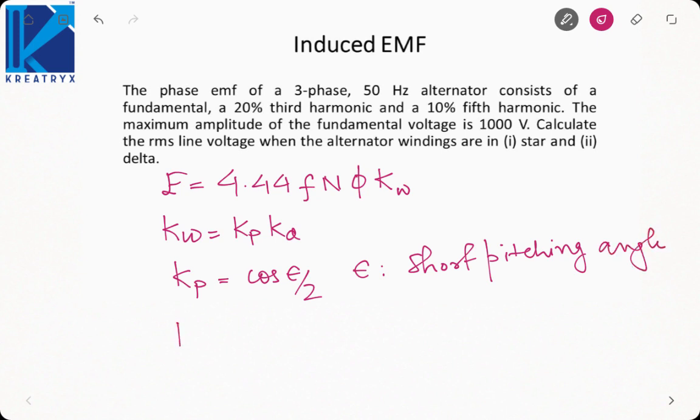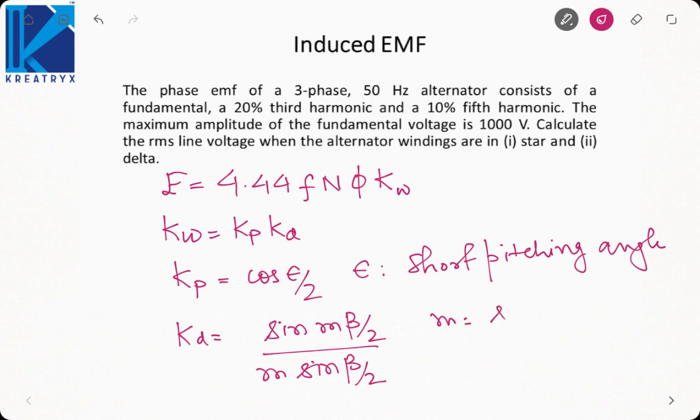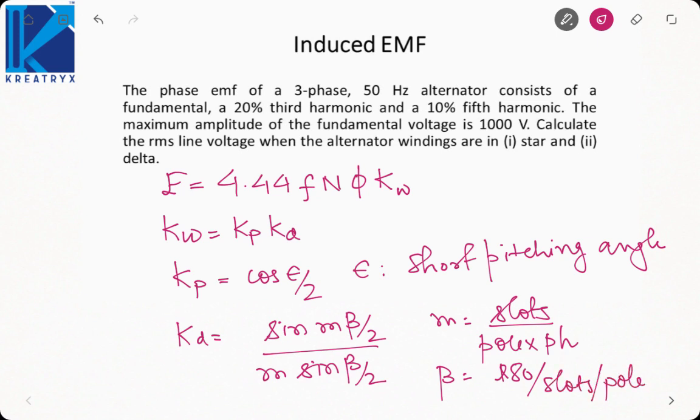Okay, and Kd is given by sine of m beta by 2 divided by m sine beta by 2. Here m is slots per pole per phase, and beta is 180 upon slots per pole. Here N is the number of turns per phase, f is the frequency, phi is the flux per pole. So that is how we calculate the EMF.